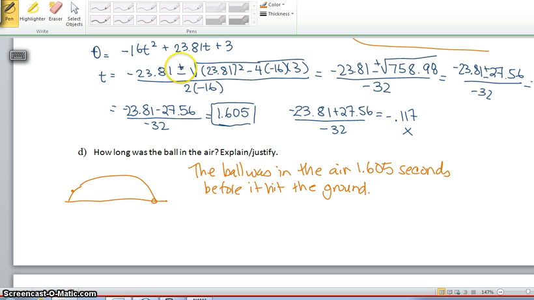And we could justify it. We could use our quadratic formula and say, well, we want to know what the vertical distance is. The vertical distance was 0 because that's when the ball hits the ground.